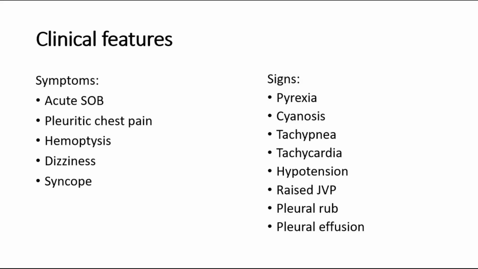Some of the signs that we have to look out for are pyrexia, cyanosis, tachypnea, which means increase in respiratory rate, and also tachycardia, increase in pulse rate, hypotension, raised JVP, pleural rub, and also pleural effusion. We should also look for signs of the cause. For example, look for signs of deep vein thrombosis, which could have caused a pulmonary embolism.